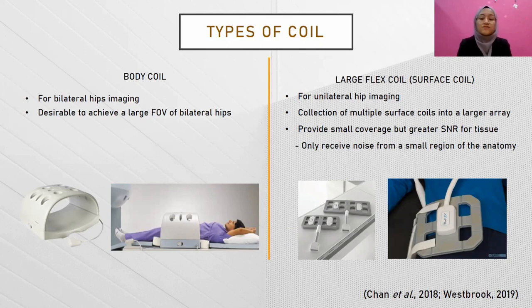Whereas the large flex coil, which is one type of surface coil, is used if we want to examine only one side of hips, which is the symptomatic hip. Large flex coil is a collection of multiple surface coils into a larger array, and it provides small coverage but greater SNR for tissue. Greater SNR is achieved because it only receives noise from a small region of the anatomy, which covers only the hip region. This is the way we apply body coil, and this is the way we apply large flex coil.